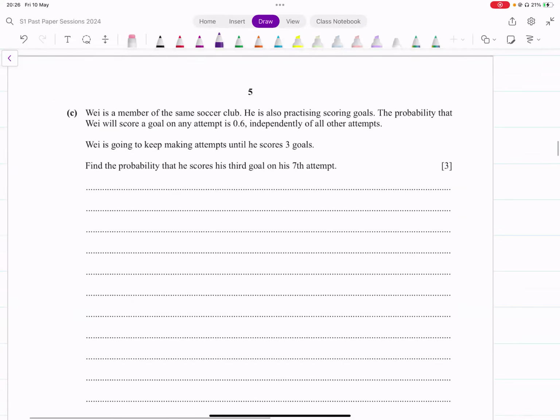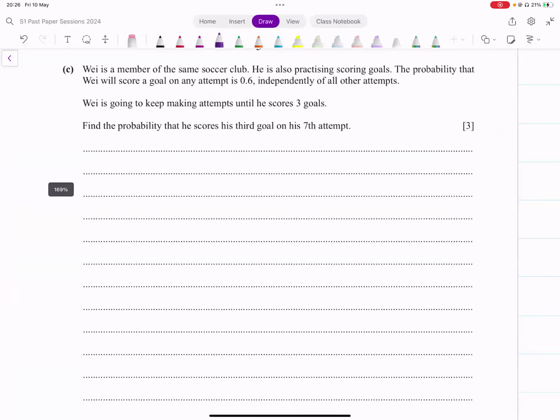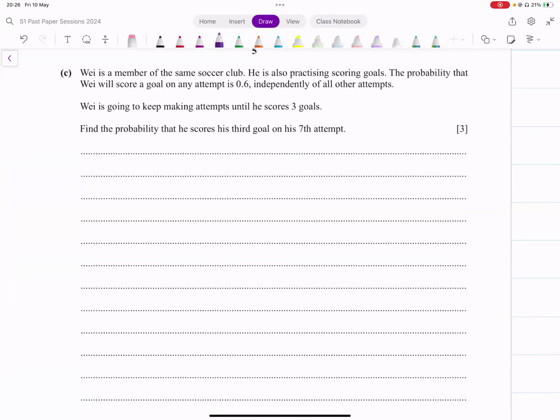Okay, all right. Now, this person, Wei, is a member of the same soccer club. He is also practicing scoring goals. The probability that he will score a goal on any attempt is 0.6, independently of all other attempts. He's going to keep making attempts until he scores 3 goals. Find the probability that he scores his 3rd goal on his 7th attempt.